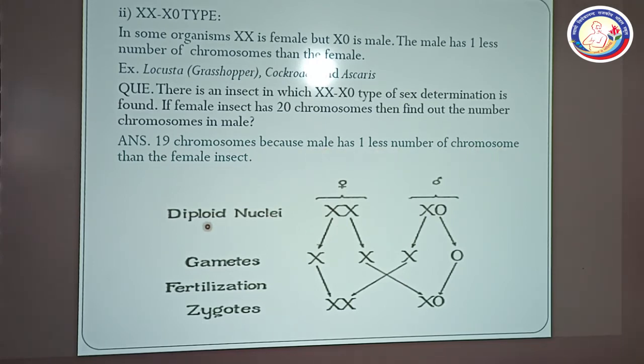You can see this is the diploid nuclei. Female has the diploid condition, while this is the 0. It will form one type of gamete, X, while the male will form two types of gametes, X and 0. After fertilization, this is the zygote XX and this is X0.